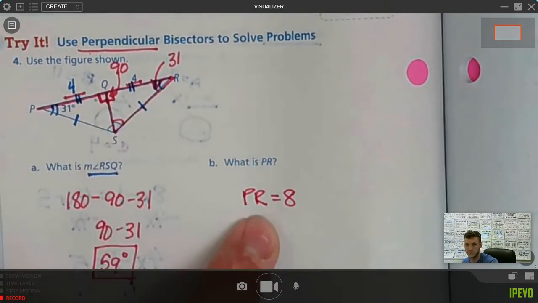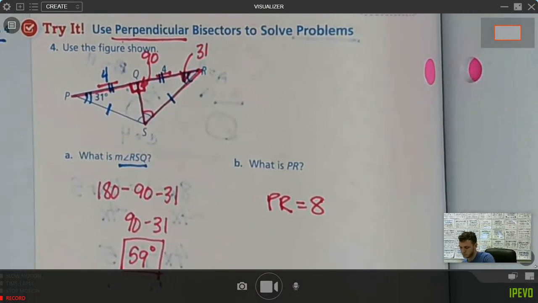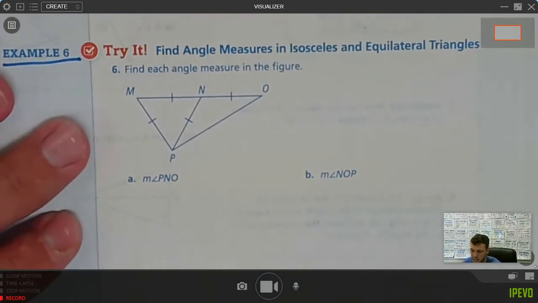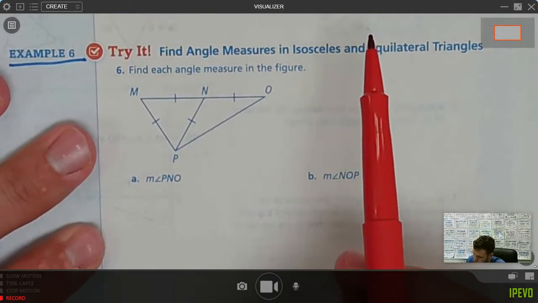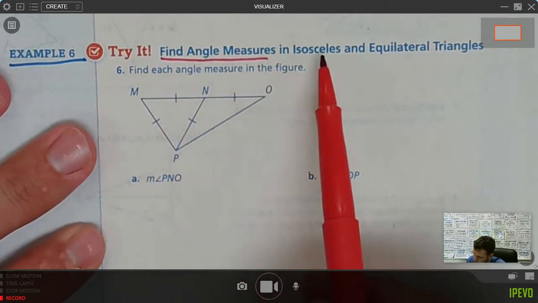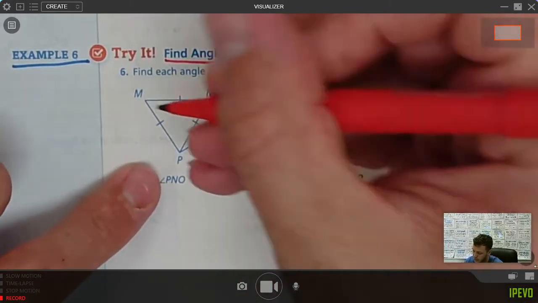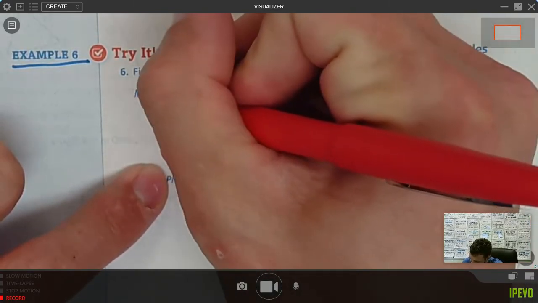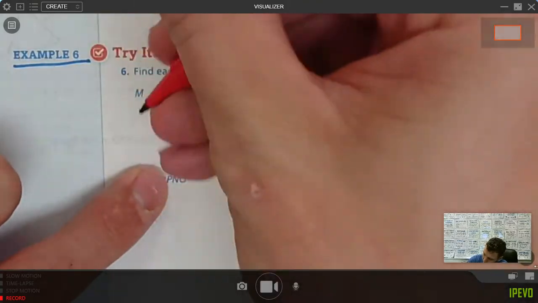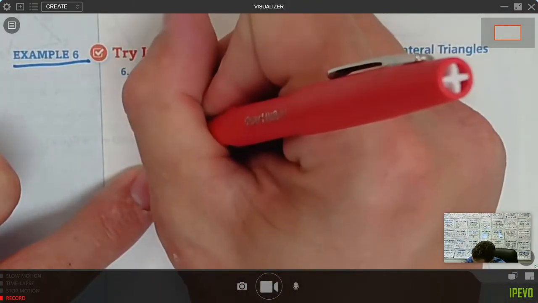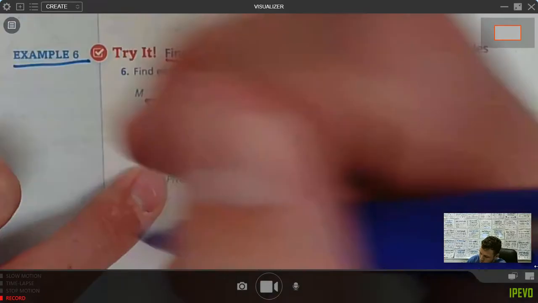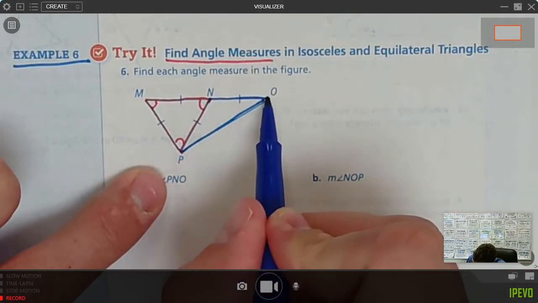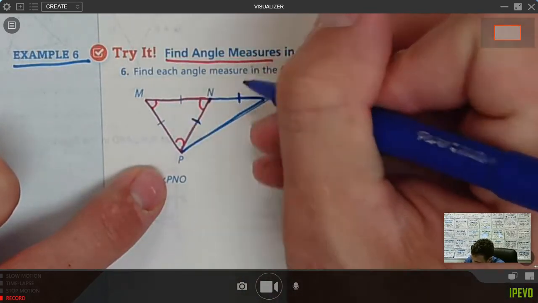All right, we've got one more example, and this one says to find angle measures in isosceles and equilateral triangles. One thing right here, notice we have 3 triangles. I'm going to outline this first one here in red. And this is an equilateral, and if it's equilateral, it also means that it's equiangular, so all of those angles are the same. And then this one, we can tell that it is an isosceles because we have these 2 sides the same, which means these angles are the same as well.